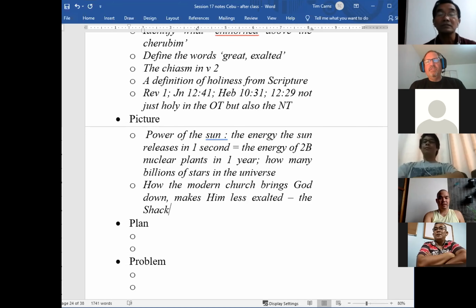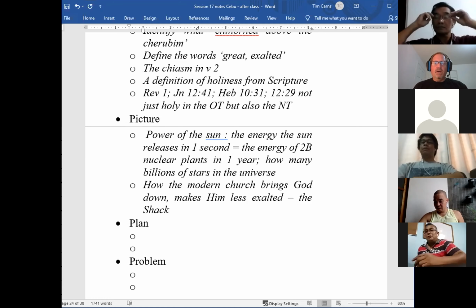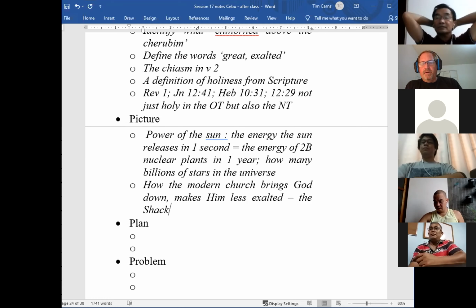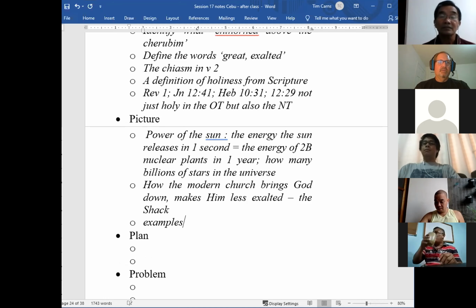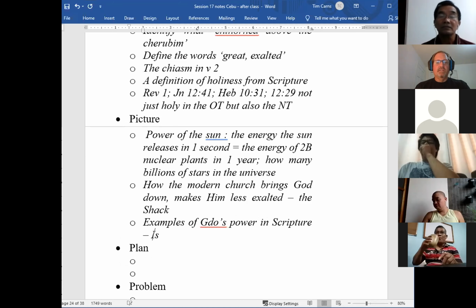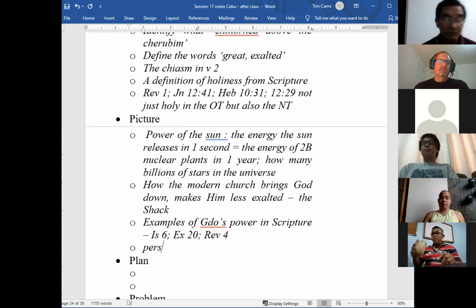You know, our culture today, even in the church, one of the most popular books in the church, at least in my country in America, is this book called The Shack, which represents God as a woman. And you know, you could talk about a few of the really bad heretical ideas presented about God in that book. Or you may have an illustration from examples of God's power in Scripture. And again, we might go to Isaiah 6 or Exodus 20 or Revelation 4 if we didn't use those in the introduction. Maybe a personal story.